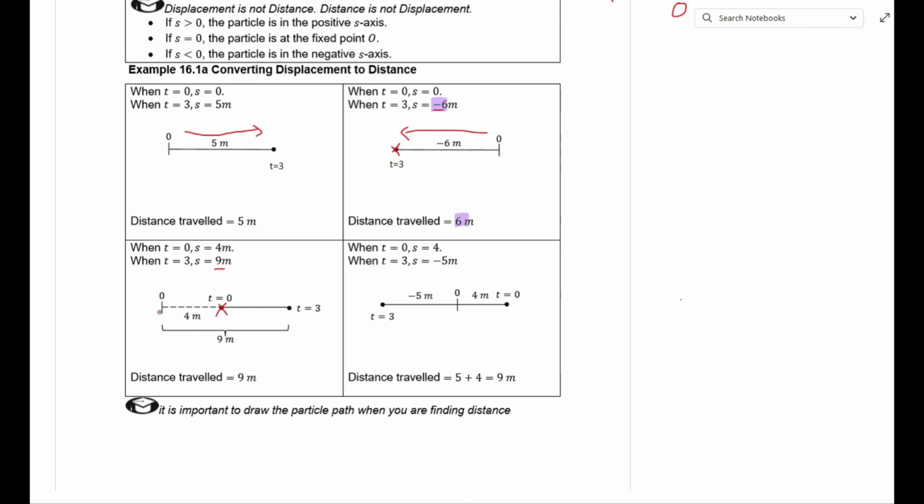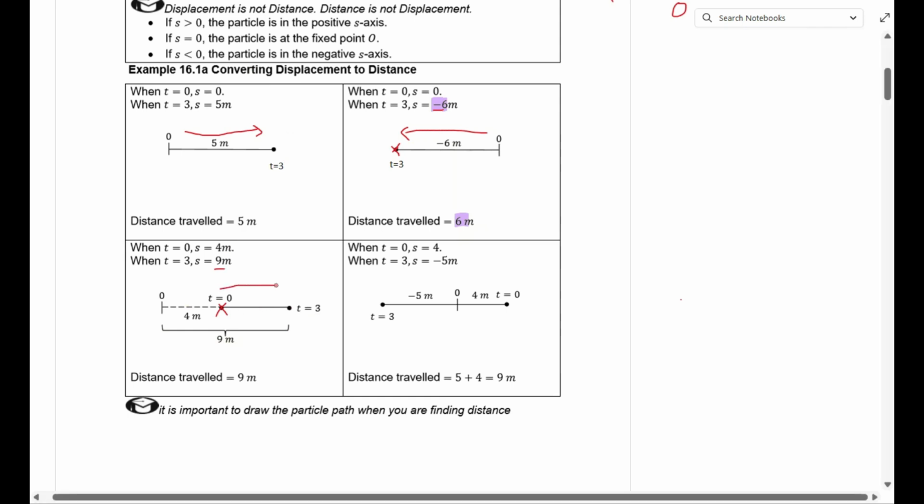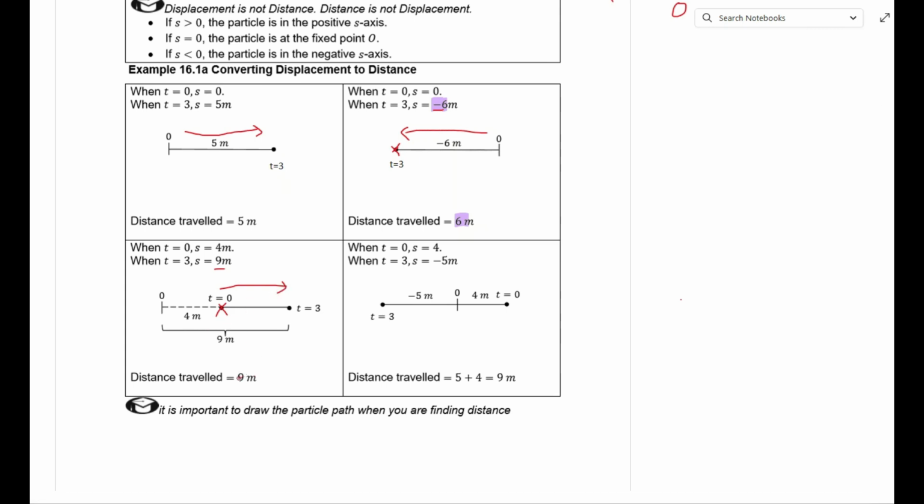Therefore, our 9 meters spans from our fixed point O all the way to this end here, where t equals 3. Therefore, we can find our distance traveled, which is actually represented by this arrow, as 9 meters minus 4 meters, which is 5 meters. Therefore, please help me change this answer to 5 meters.